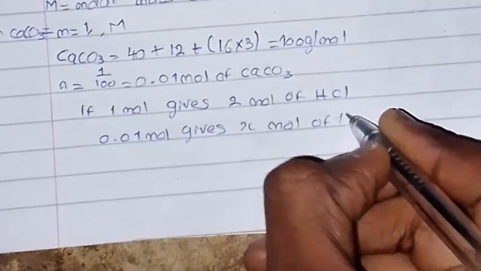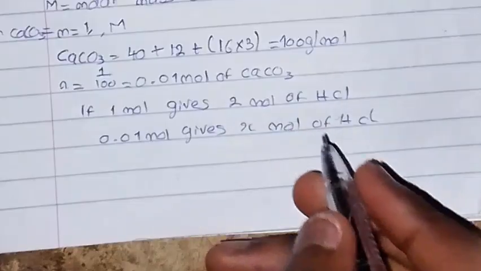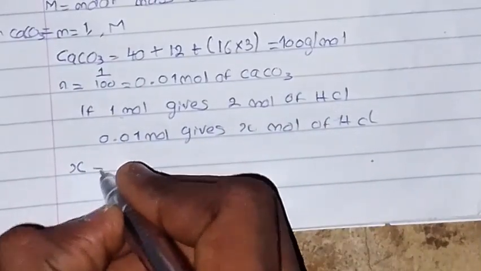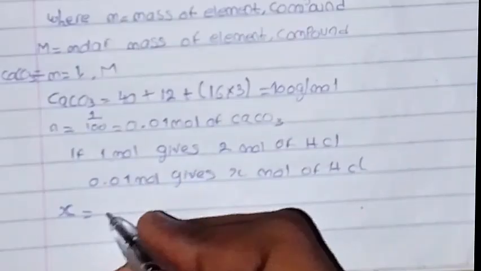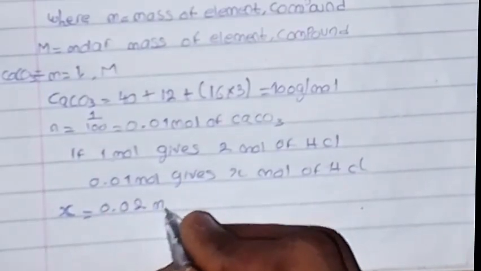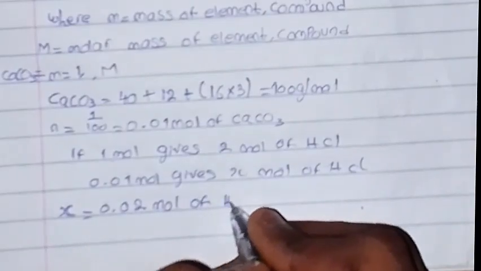To get the value of x, we cross multiply: 1 times x is x, and 0.01 times 2 is 0.02. So that's 0.02 mole of HCl.